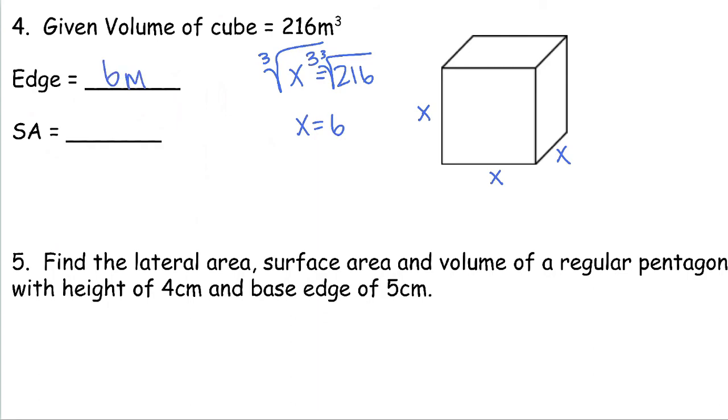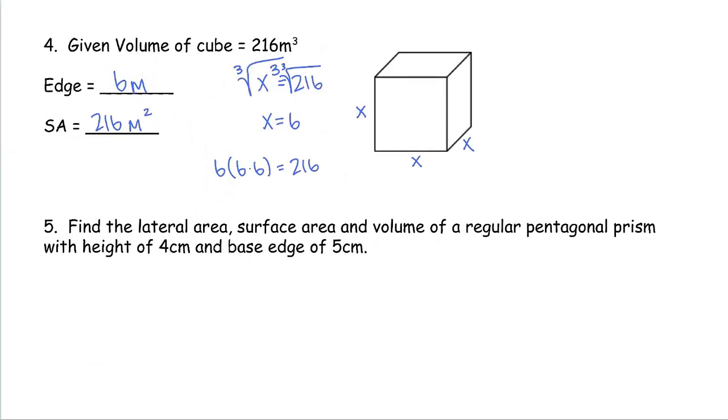And then for my surface area, you can do PH plus 2B, or I know that I have 6 of those faces that are 6 by 6. So that ends up with 216 as well. Now that is not always true. It just happens to be because everything is a 6. Your volume, sorry, that should be squared. Your volume will not always be equal to your surface area for a cube.